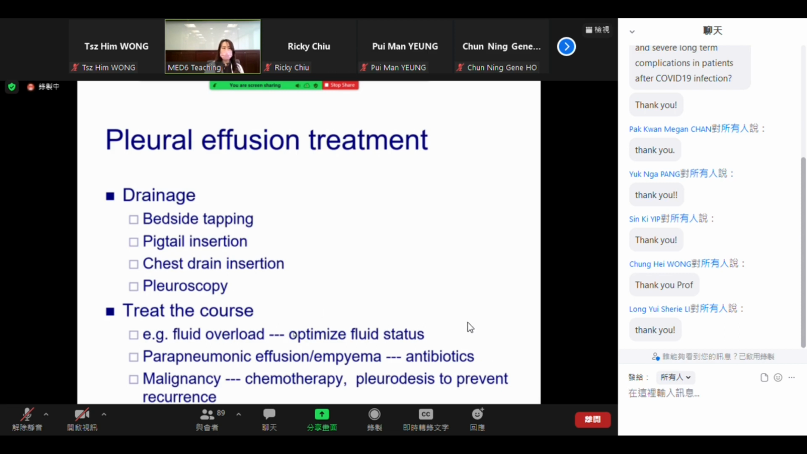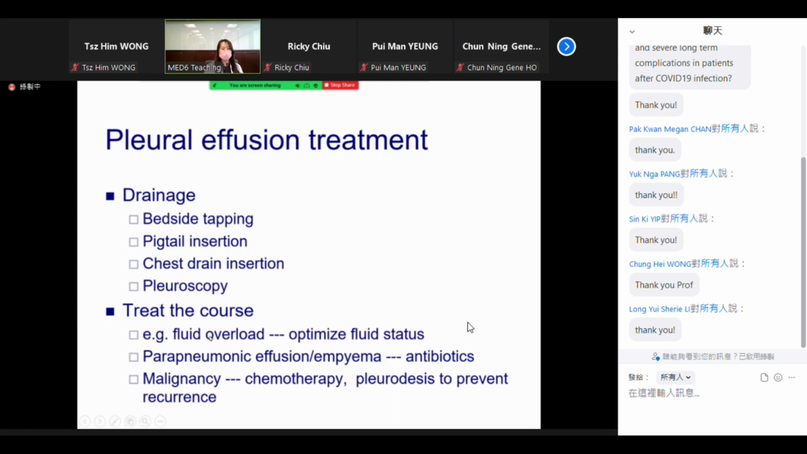If the patient has heart failure or renal failure, we just optimize fluid status. If the patient has a parapneumonic effusion, apart from drainage, we have to give antibiotics. If the patient has a malignant pleural effusion, then we will refer to oncology. And we can also apply talc pleurodesis to prevent recurrence.